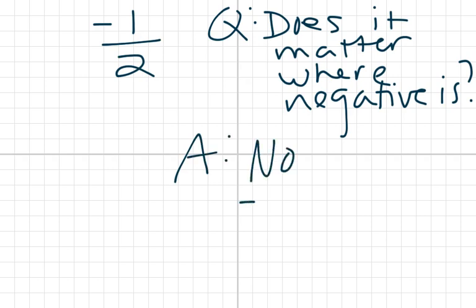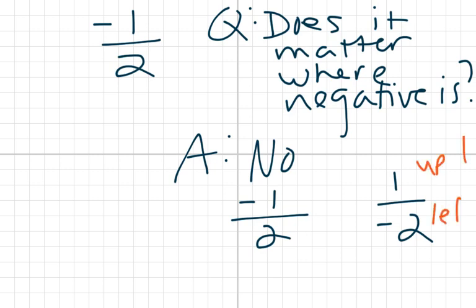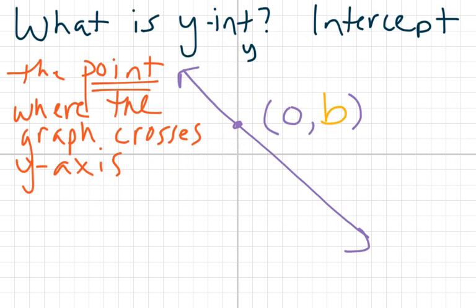If you put the negative in the numerator, or if you put the negative in the denominator, you are still going to get a point on the line. So remember, this one was we went down 1 and right 2. This one would have us go up 1 and left 2. So let's go back over to our graph.